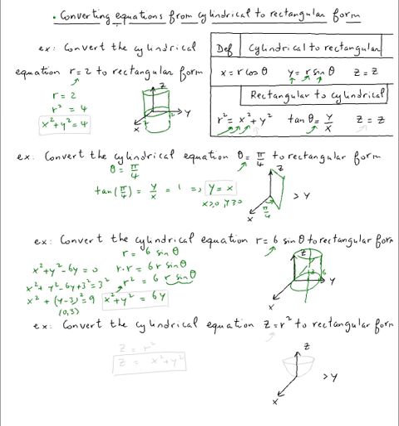Alright, last one. Not last one, probably have more. Convert the cylindrical equation z equal r squared. So remember, z stays the same, but r squared ends up being x squared plus y squared. So we know this is just the paraboloid. So that's the answer, z equal x squared plus y squared. Let me make sure I write all the answers. Alright, next.